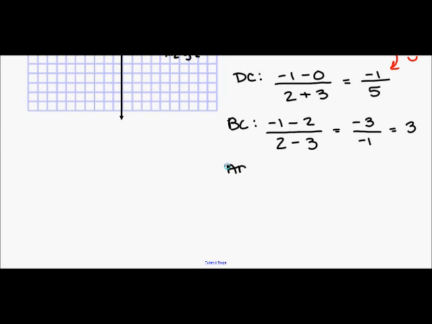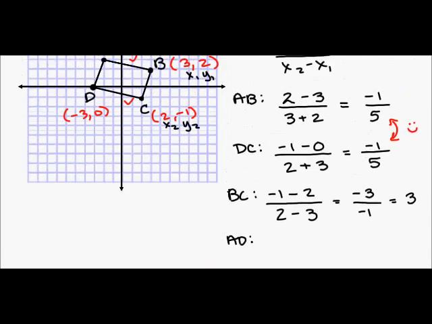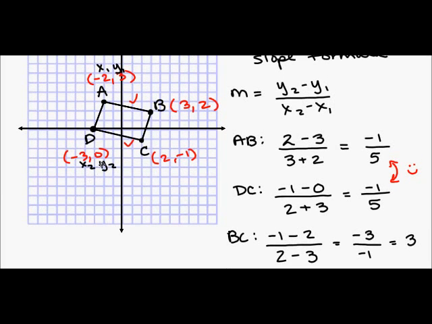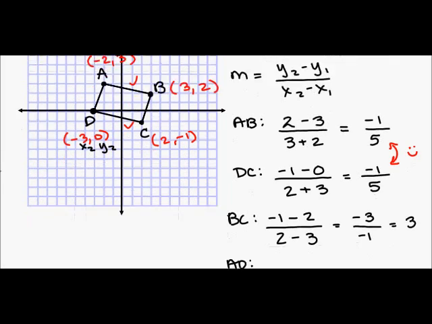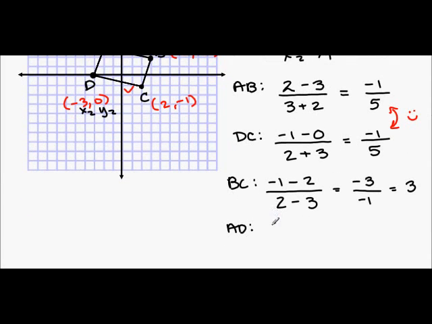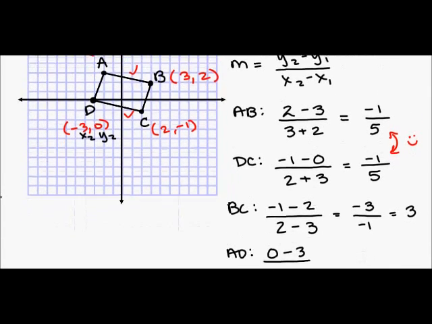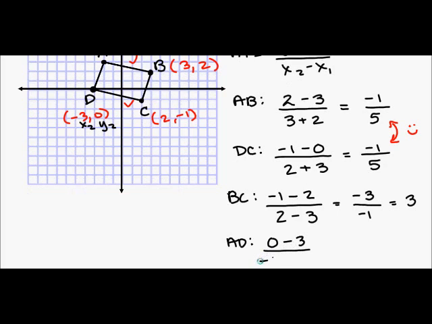So AD. And I need to move both of these labels. Okay. So y2 is 0 minus y1 is 3. So 0 minus 3 over x2 is negative 3 and x1 is negative 2. So negative 3 minus negative 2 is plus 2.